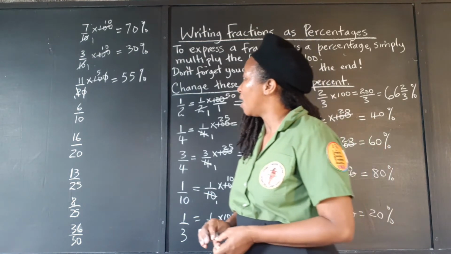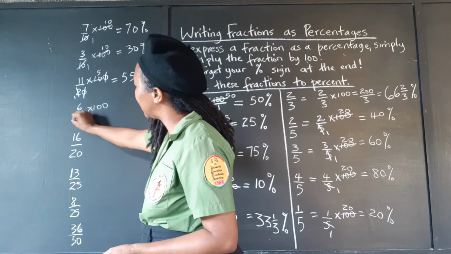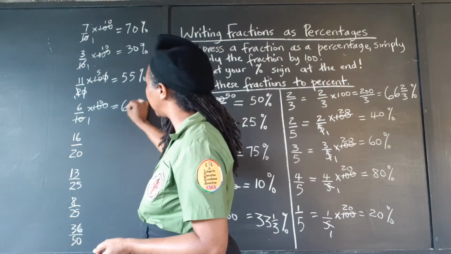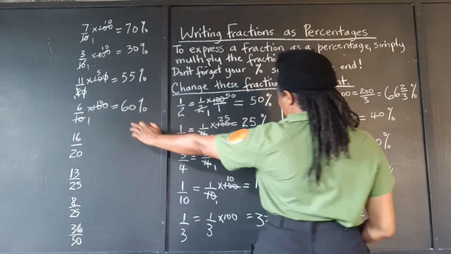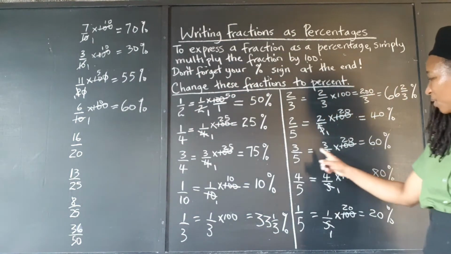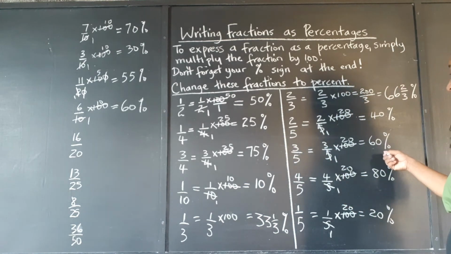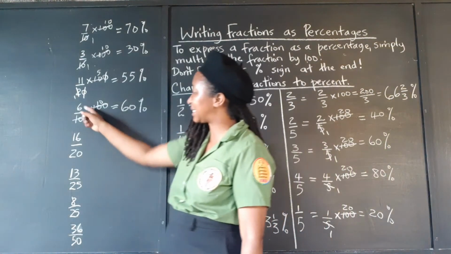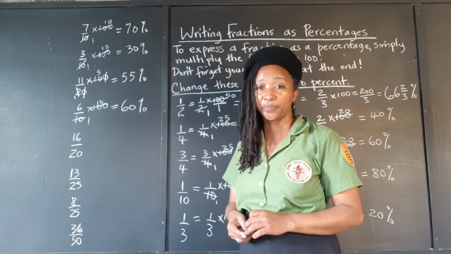Okay? Alright, 6/10, multiplying that by 100, there are 10 tens in 100, 6 times 10, 60. 60%. So 6/10 then is equivalent to 3/5. Do you see that? We get the same 60%. 3/5 and 6/10 are the same. They're equivalent to 60%.